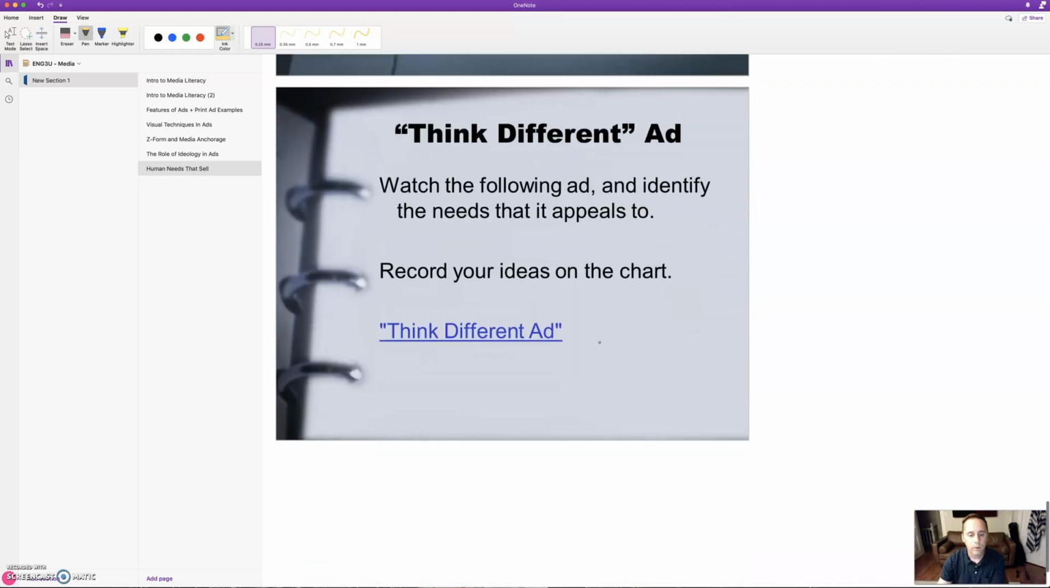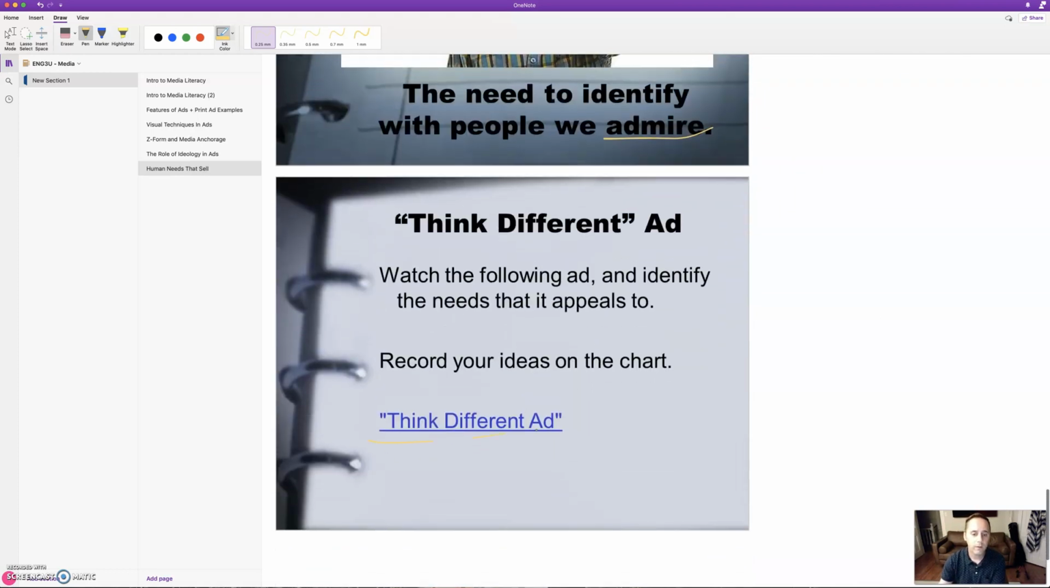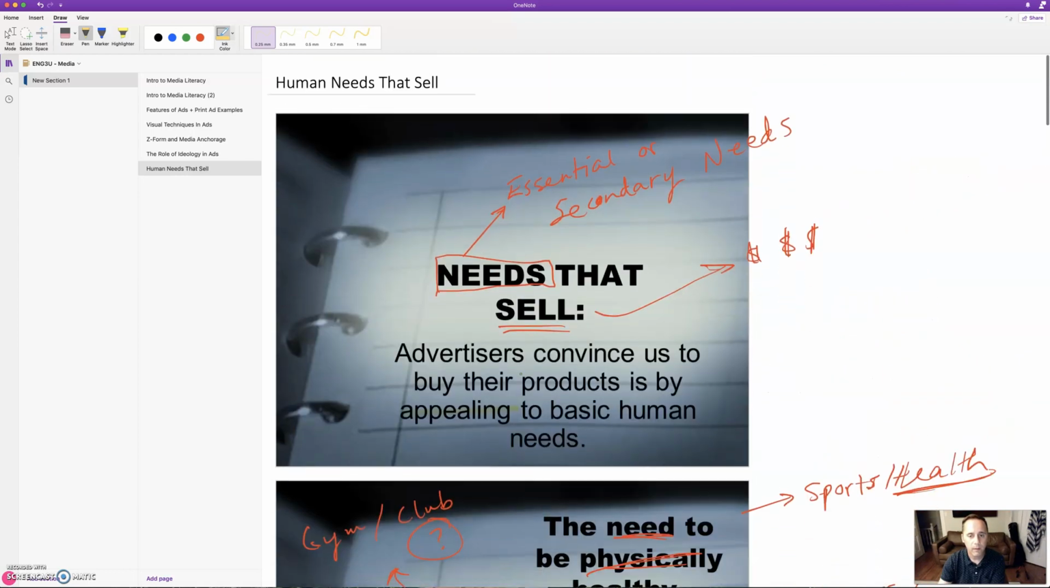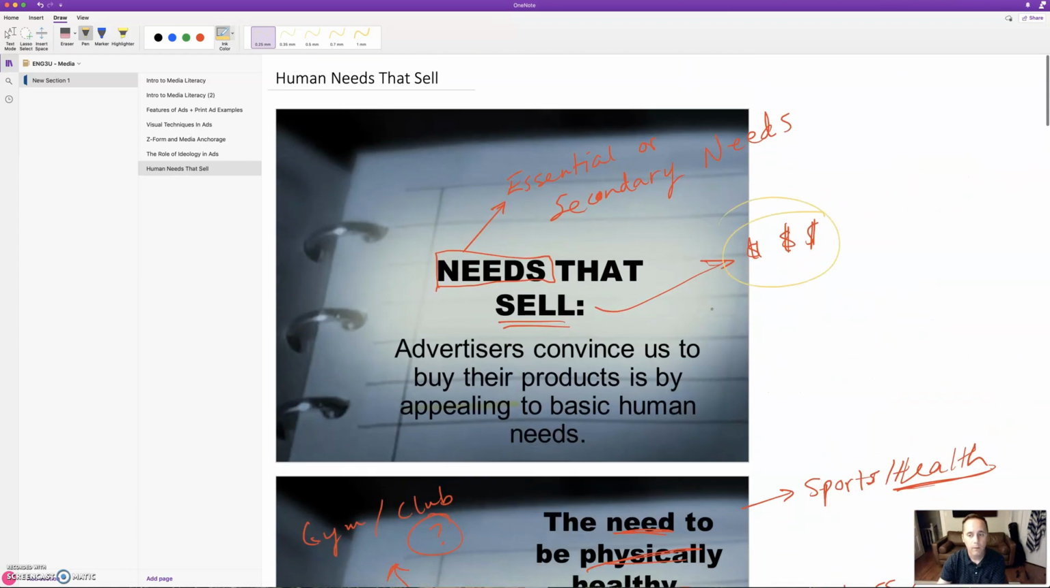Okay, so what you should do then is watch the Think Different ad for yourself and record your ideas as to what you think are the needs that they're using. So human needs, it's a fairly basic concept, but be aware they're using that to sell the product, make more money, kind of leverage your feelings and thoughts about essential and non-essential things in life. Okay, so take a look at the Think Different ad and see what you can find in that.